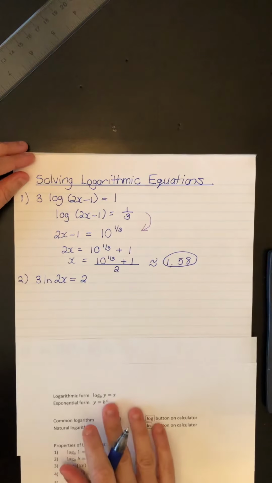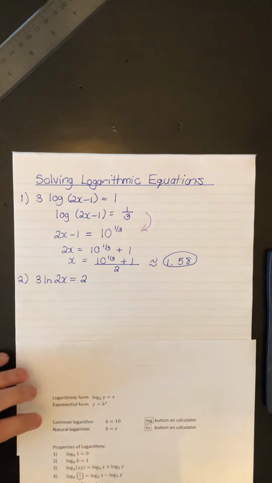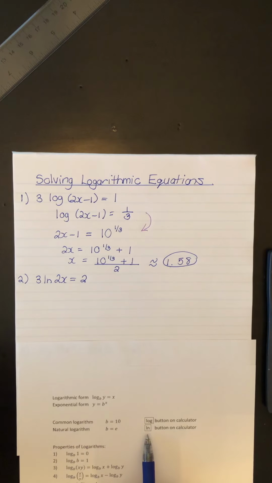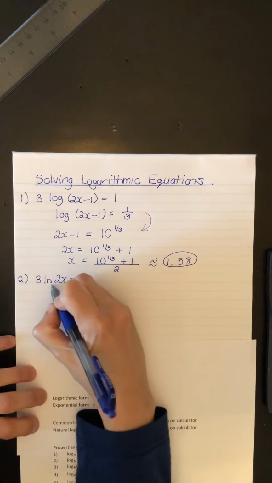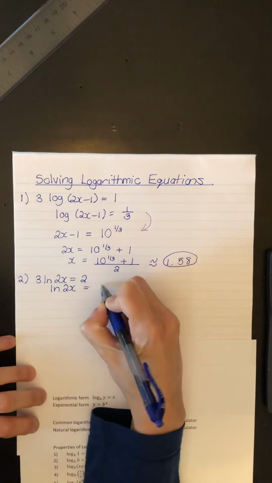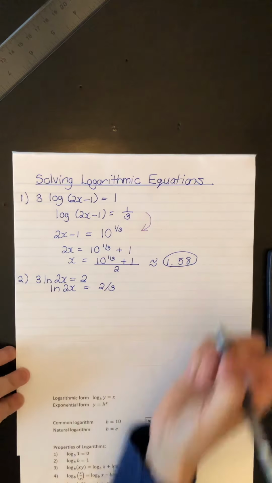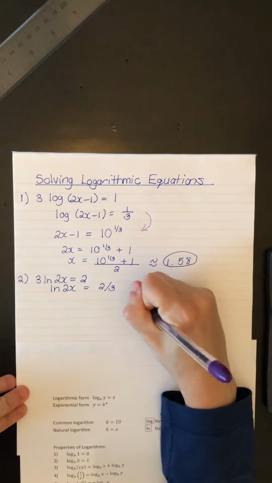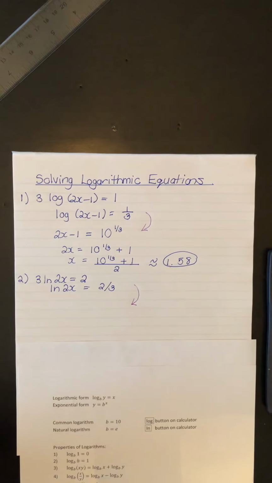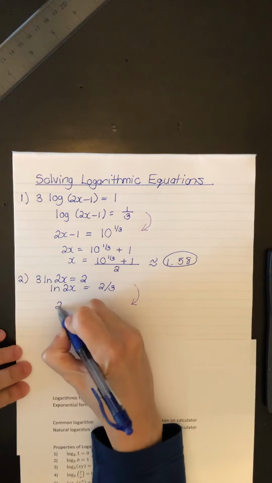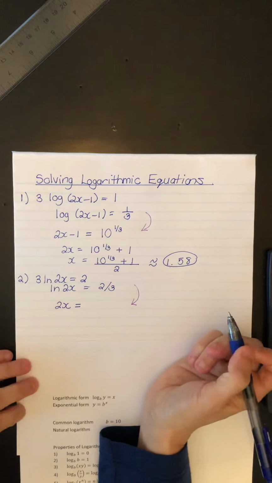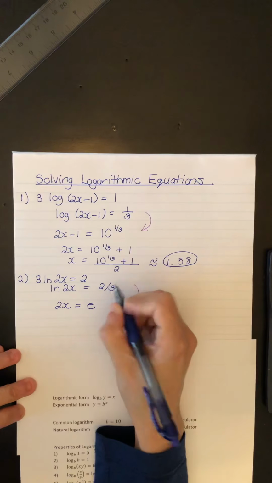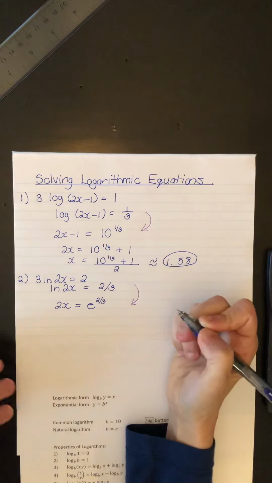Now the second question is actually really similar, except we don't have the common logarithm, we have the natural logarithm. So you'll find this has a base of e. Okay, so first step again, I'm going to divide both sides by 3. So the ln of 2x is 2/3. Then I'm going to do that switch in forms from logarithmic form to exponential form. The argument is 2x. We set that equal to the base, which is e, with an exponent of 2/3.